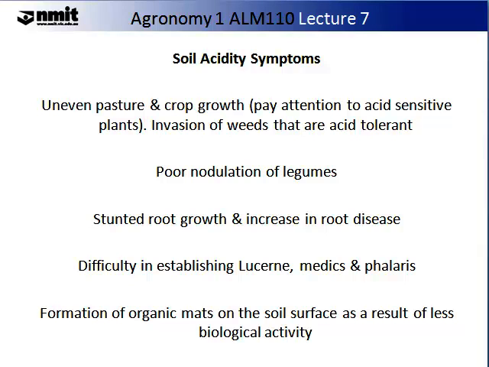You may see poor nodulation of legumes. Stunted root growth and an increase in root disease may also occur. If you find that you are having difficulty in certain crops, such as lucerne and medics, this may suggest soil acidity problems. And finally, you may see the formation of organic mats on the soil surface as a result of the loss of biological activity.